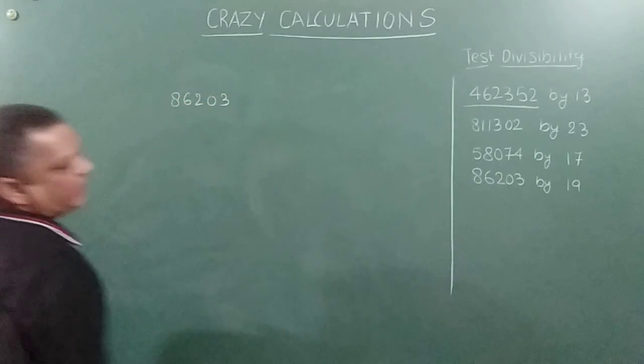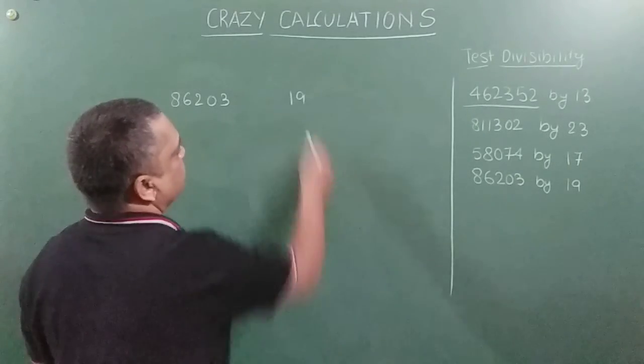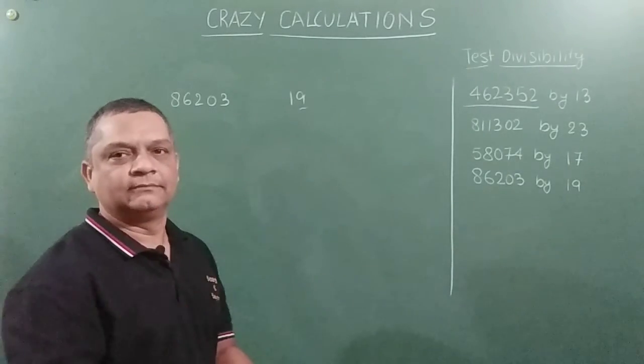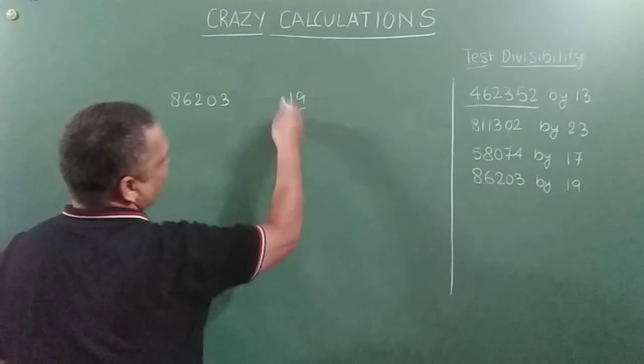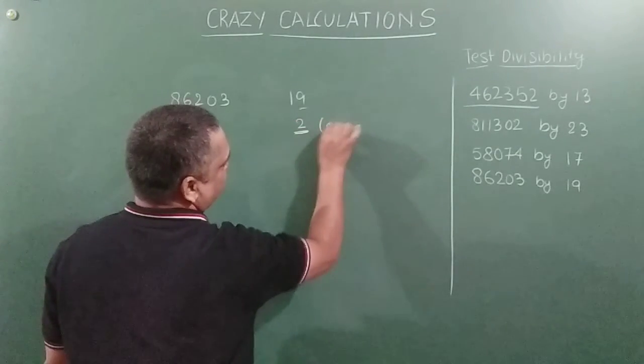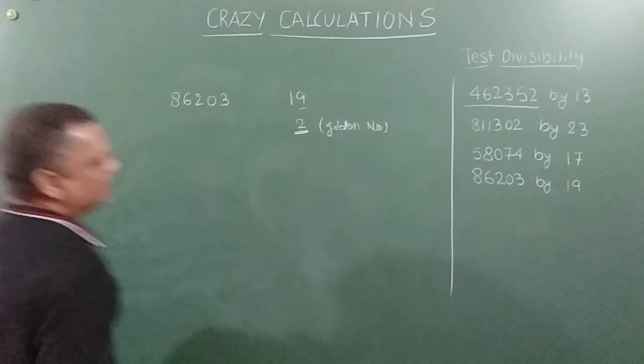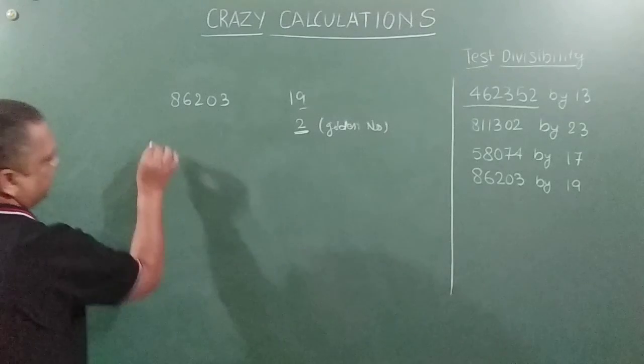Let's check up the last one. 86203 by 19. Right, friends? So by default the last digit is already 9. Okay. So the golden number will be 1 plus 1, that is 2. 2 is the golden number. Right? Now we do the osculation process with 2.